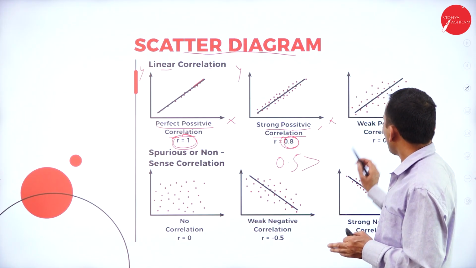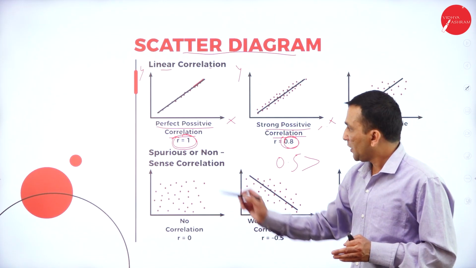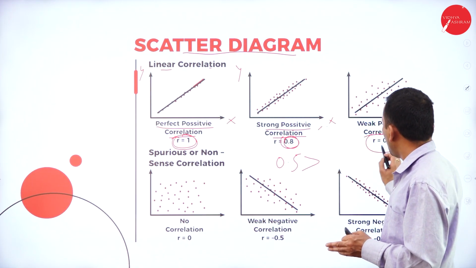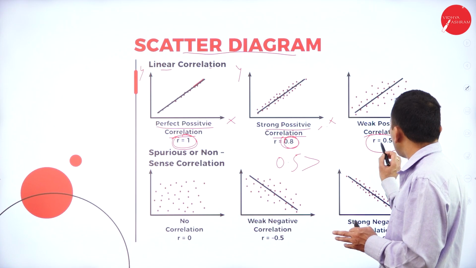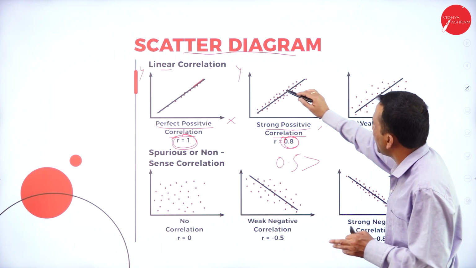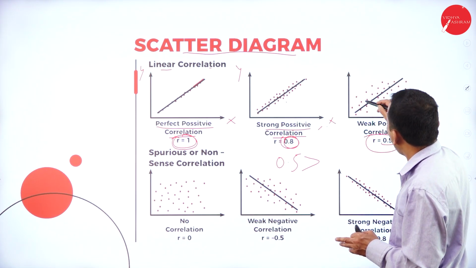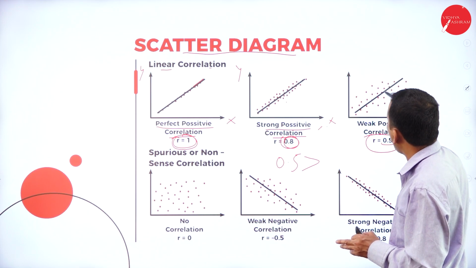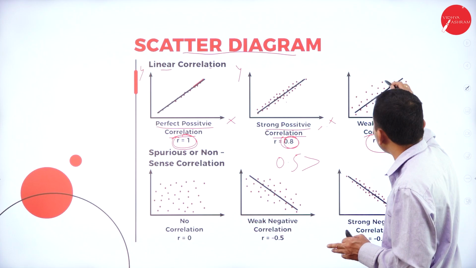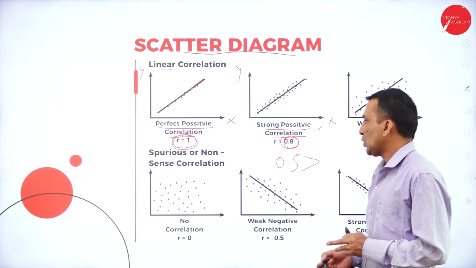Now the third diagram. Here the value we are getting is exactly 0.5. Here was highest strong, here strong positive, here very weak, because we are getting the value 0.5. See how the dots are spread. In the earlier case the dots are very close, but here, wherever you mark, the dots are completely scattered and there is a lot of distance. So that's what we find as a weak positive correlation.